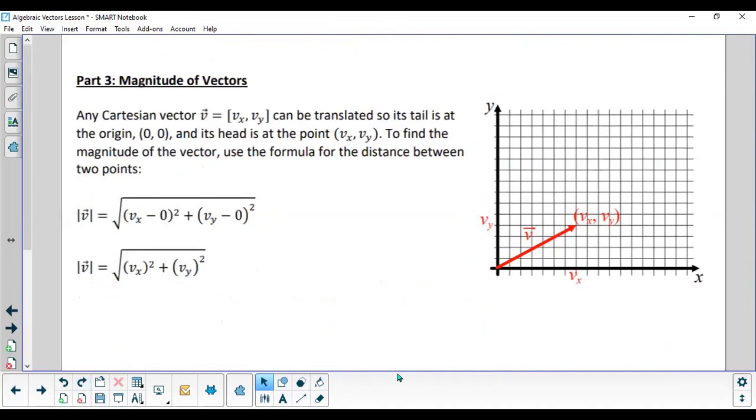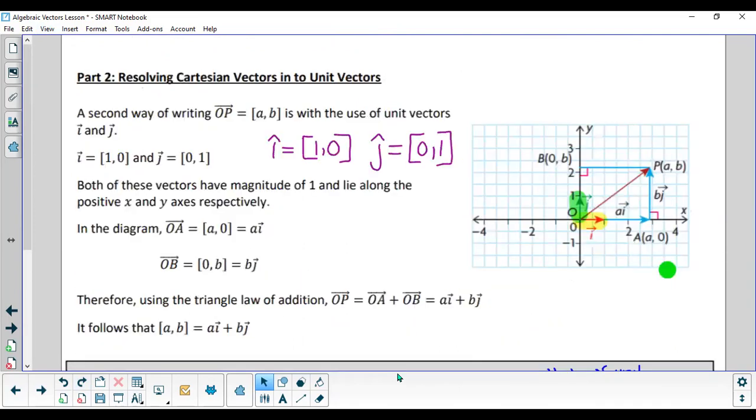Okay, magnitude of vectors. Do you want me to go back to that one? Sorry, the tip of the what? The tip of the vector. Okay, so A and B are scalar multiples of the x and y coordinates of the tip of the vector.